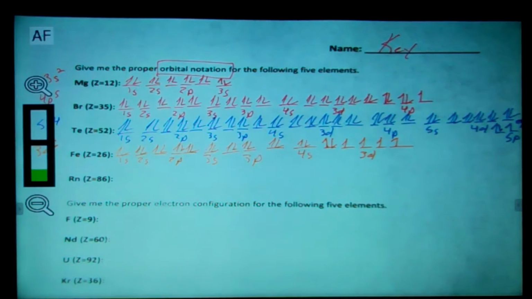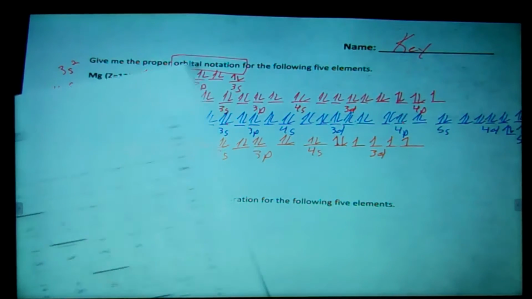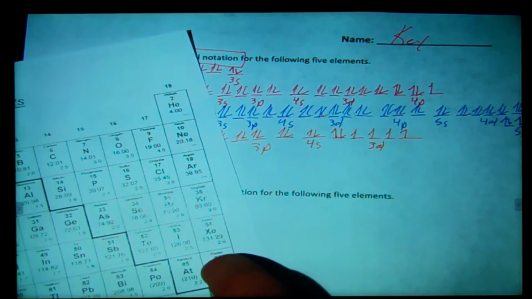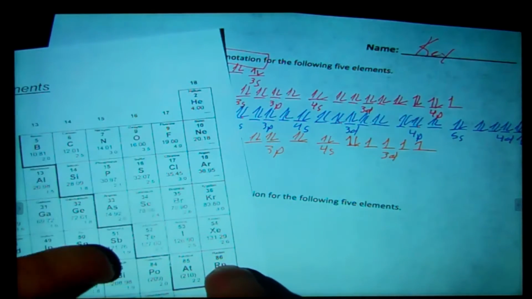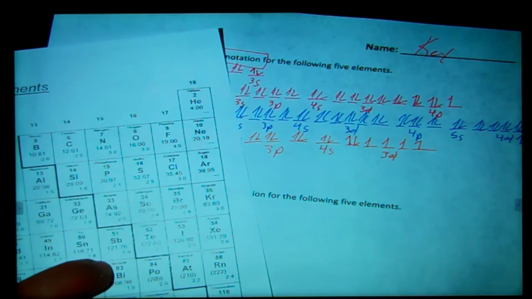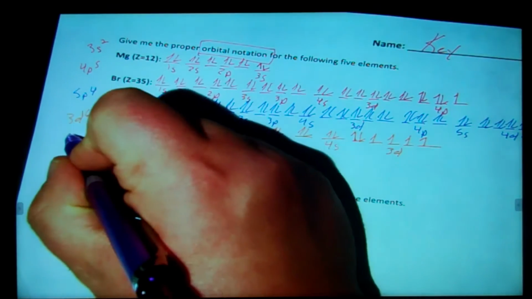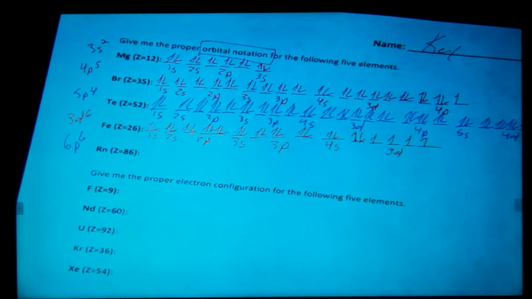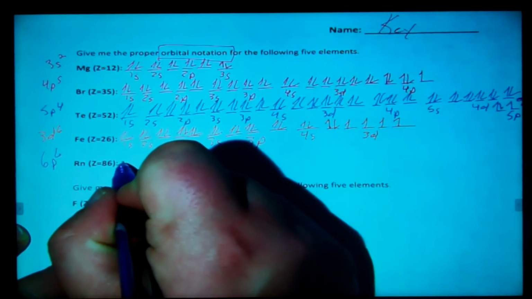Alright, back at it. So number 86, radon, right here. Radon is in the 1, 2, 3, 4, 5, 6th row, P block, which means I will stop at 6p, and it's all the way through, so it's 6p6. This one's going to be long, you're going all the way through it. I understand you scrub the video to get to it.